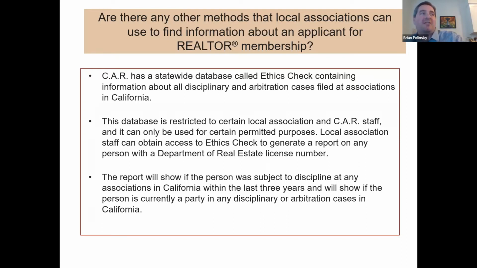Local association staff can obtain access to Ethics Check to generate a report on any person with the DRE license number. So you can do a search in Ethics Check, and there will be a report that pops up showing whether the person that you're searching for has any other violations or any pending cases throughout the state of California. And this is information that you can use and provide to your membership committee when deciding whether to accept someone's application.